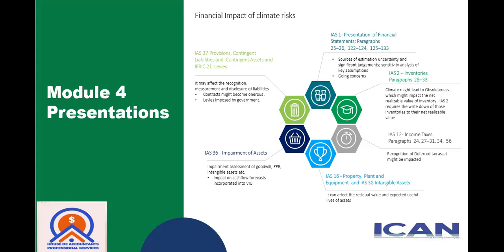Then number 2 is IAS 2, inventories. Climate may lead to obsolescence, which might impact the net realizable value of the inventory. If you are a trader, as I discussed, you are not having this as an asset or intangible asset, but you are having this as inventory in your books. So inventory will be at risk because you may have obsolescence. IAS 2 requires the write down of inventory to its net realizable value.